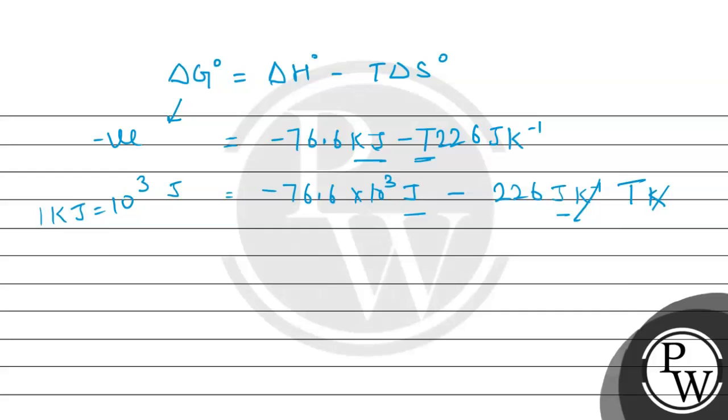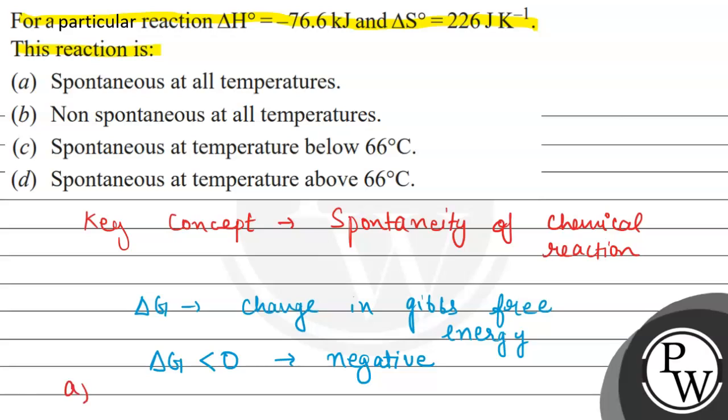Now in this question we can see this value is negative, and this is also negative, so minus minus becomes plus. But if we want the reaction to be spontaneous, the overall value should be negative, and this is possible at all temperatures because the value of delta H is negative and delta S is positive. So by this we can say our final answer will be option A, that this particular reaction will be spontaneous at all temperature.